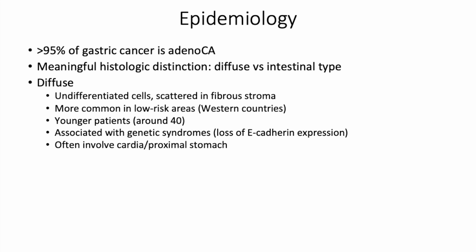Often the cardia and proximal stomach will be involved with this diffuse type cancer, so these are essentially always treated with total gastrectomy. Subtotal gastrectomy is generally not an option for a diffuse type.